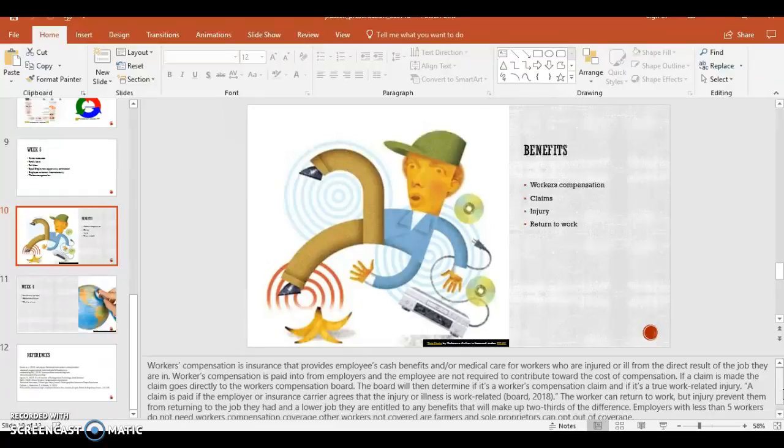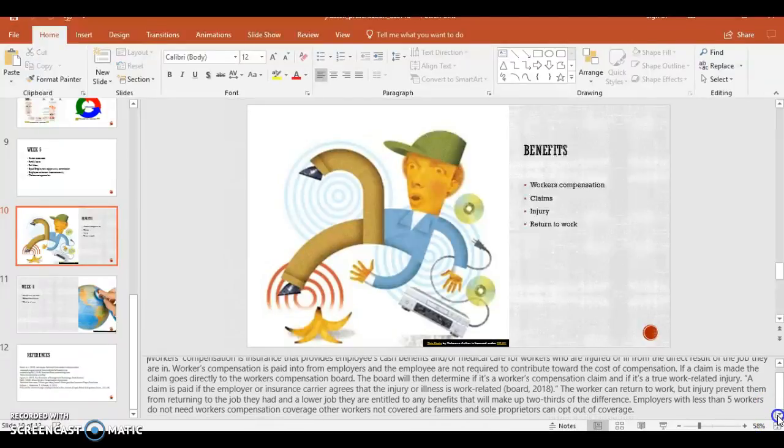The worker can return to work, but if the injury prevents them from returning to the job, they have a lower-paying job and are entitled to benefits that will make up for 2/3 of the difference. Employers that have fewer than 5 workers do not need workers' compensation coverage. Other workers not covered are farmers or sole proprietors, who can opt out of the coverage.